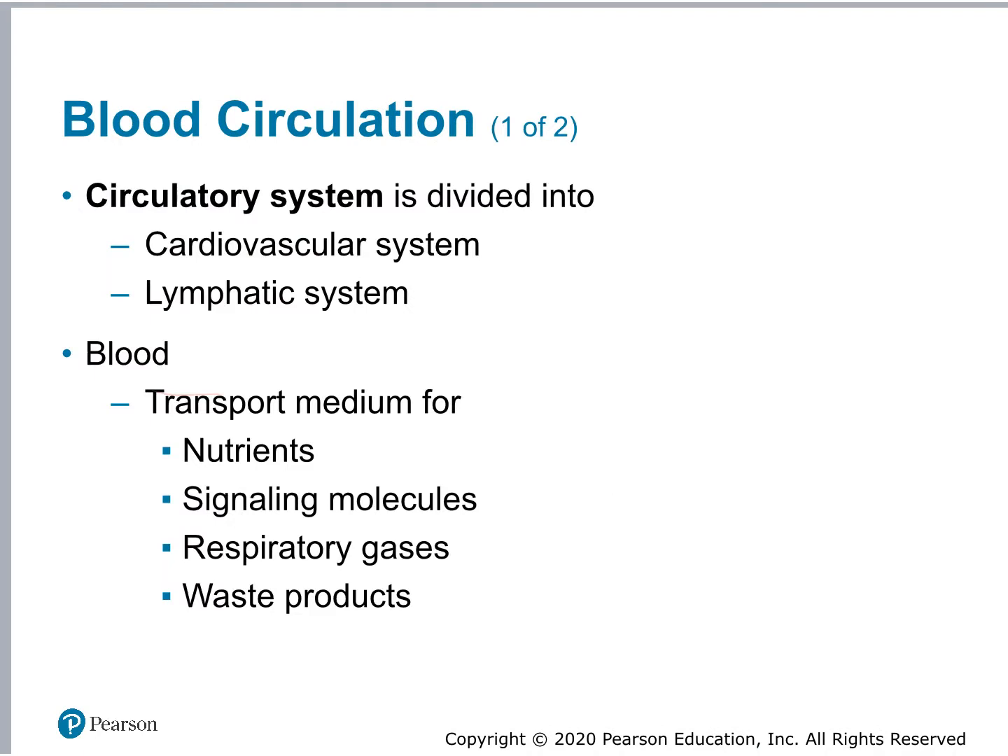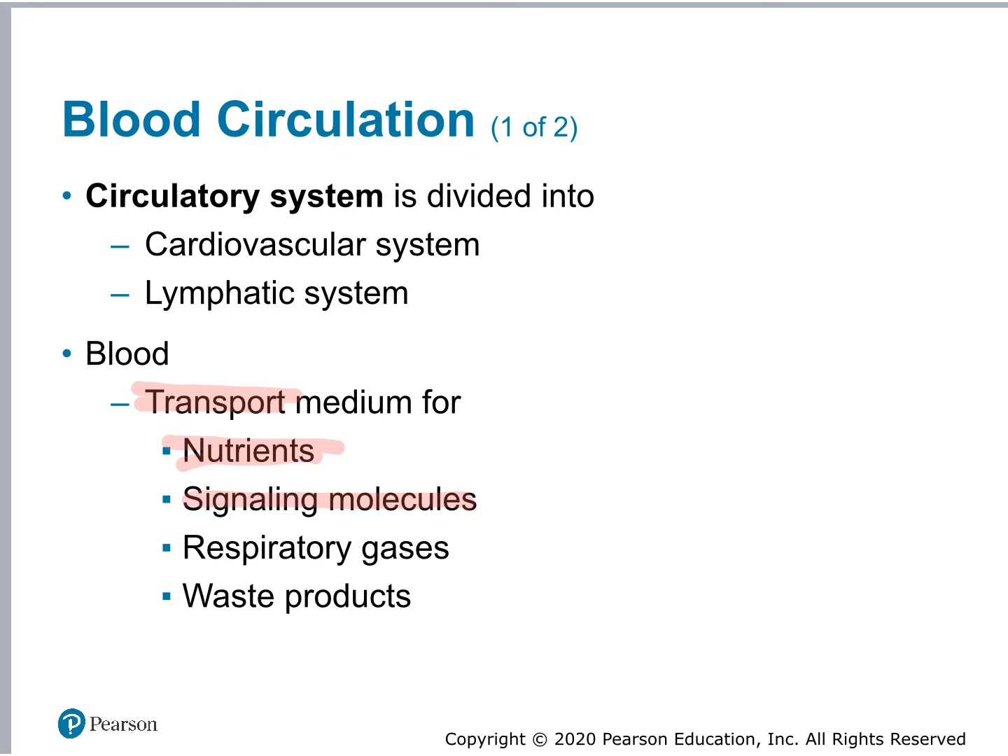This slide lists the different functions for blood. Like I said earlier, it is a transportation mechanism. It's for transporting things like nutrients. Well, what kind of nutrients? Like glucose, amino acids, and fatty acids. And it's also for transporting signaling molecules. Well, what are signaling molecules? Those are things like hormones.